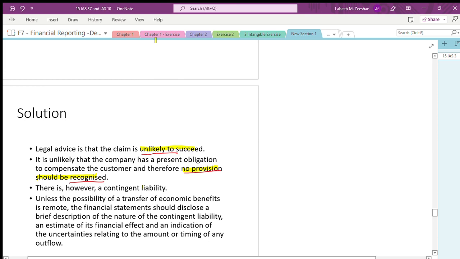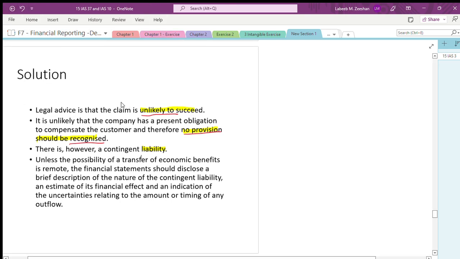Fine, you can put it as a contingent liability. There is no doubt on that. But till the court settles the case, it will be there in the financial statement. Unless the possibility of transfer of economic benefits is remote, what is the best concept for a provision? That there should be a transfer of economic benefits.